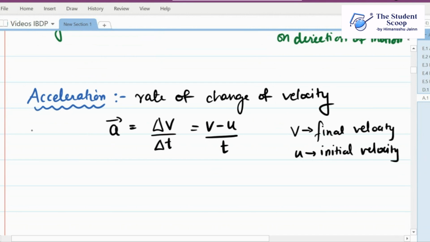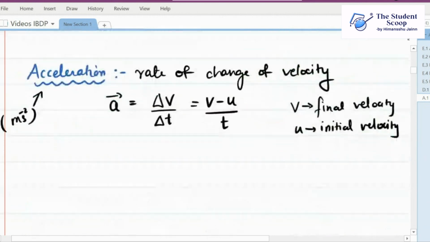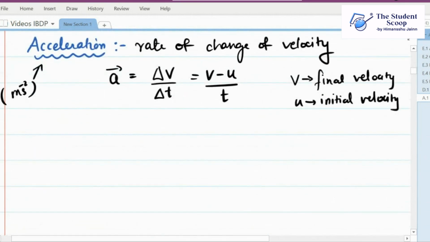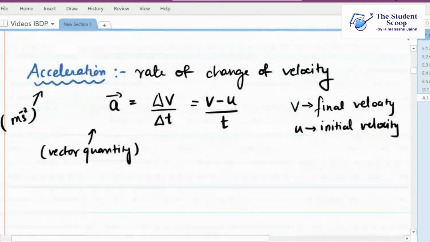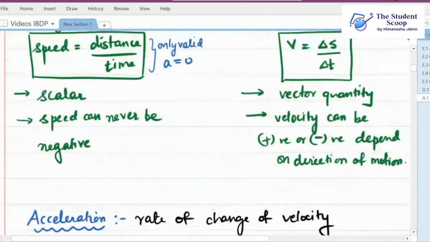Okay, the unit of acceleration is meter per second square, and acceleration tells us whether the velocity is changing and in what direction. So it is also a vector quantity. And one more important thing, it can be positive or negative, depending on the direction of the motion. Okay. Now, what we need to know about accelerated motion.